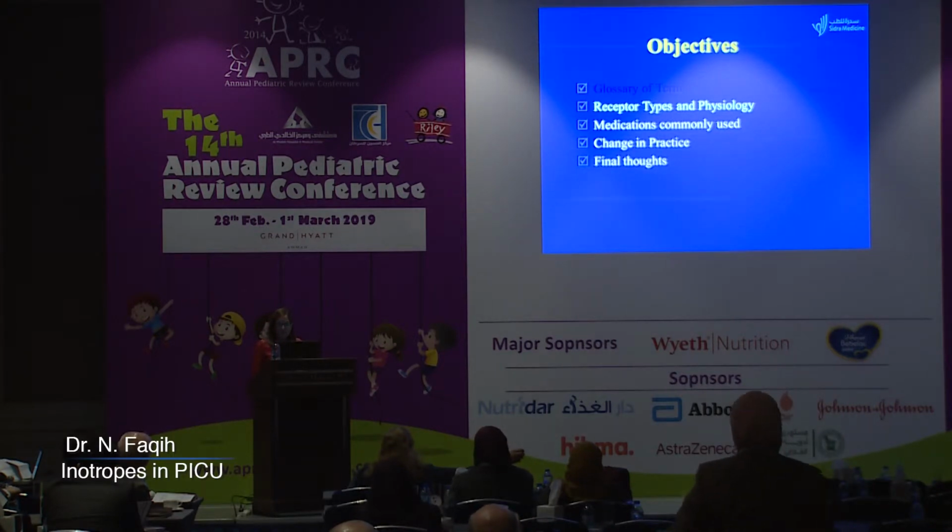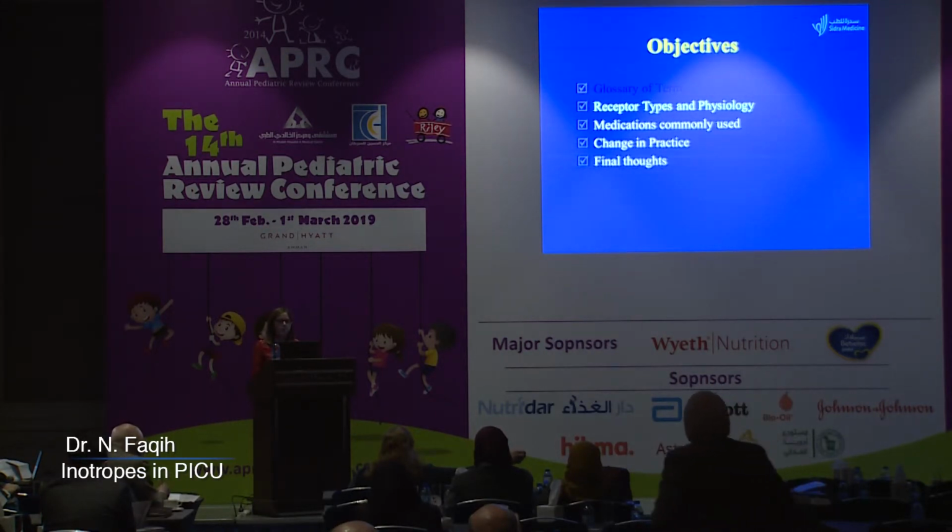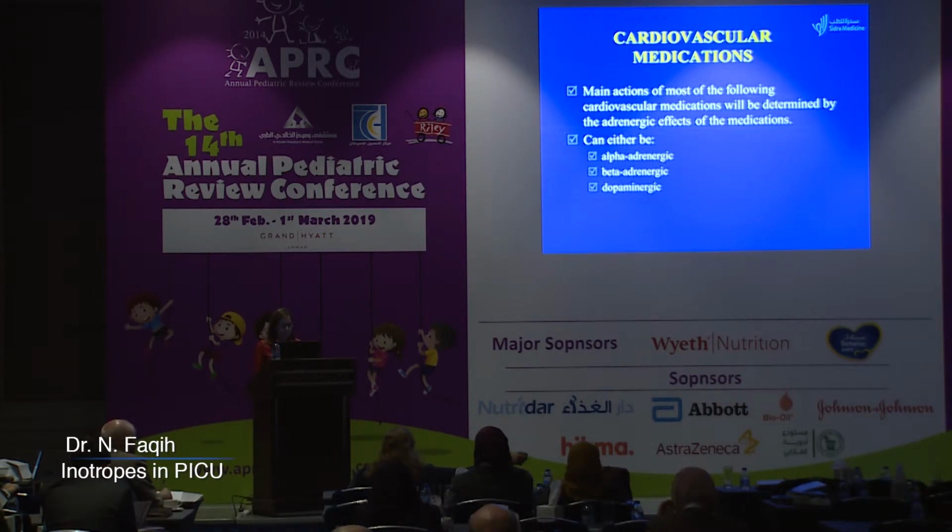So before we go into all of that, I'm going to just say a few words about the receptors and the receptor types and physiology. And I know a lot of you guys, this is something that maybe you have not used for a long, long period of time, and just getting yourself back into the language might be difficult, but we're going to try to minimize it as much as possible. So according to the receptor type, medications are going to act. The types of receptors that we have: alpha receptors, beta receptors, and dopaminergic receptors. We also have vasopressin receptors.